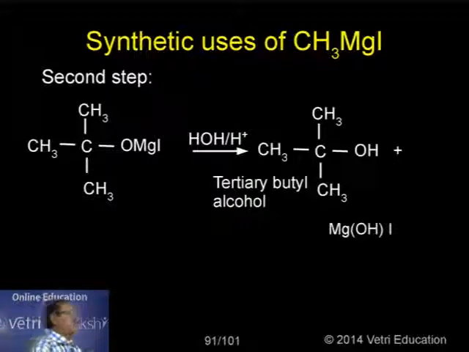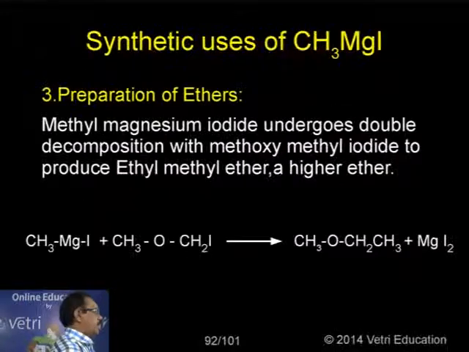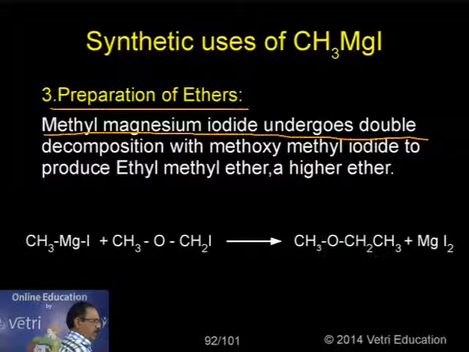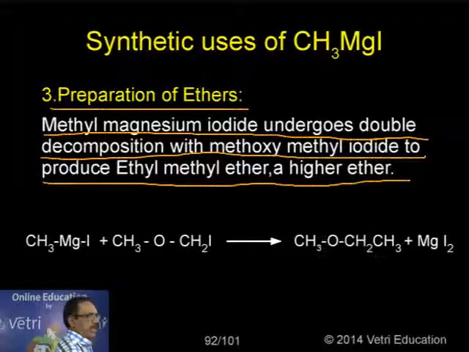This is the interesting information I want to record here. The next one, preparation of ether. Ether can be prepared using Grignard reagent. Just see here in what way. Methyl magnesium iodide undergoes double decomposition with methoxymethyl iodide to produce ethyl methyl ether, a higher ether.